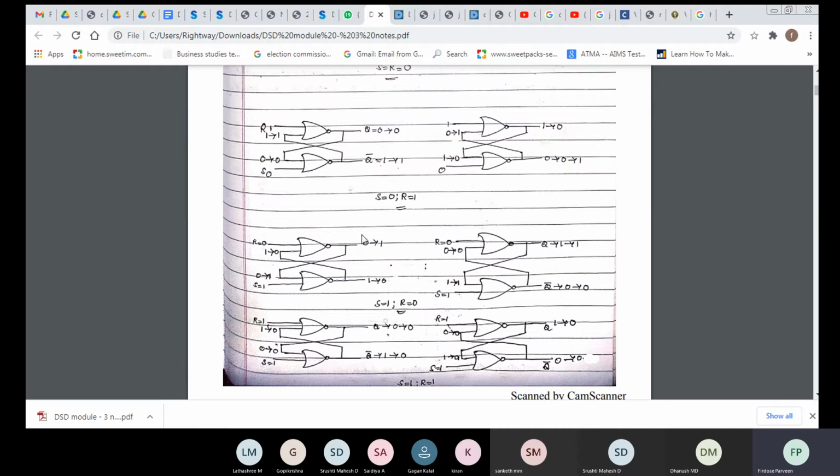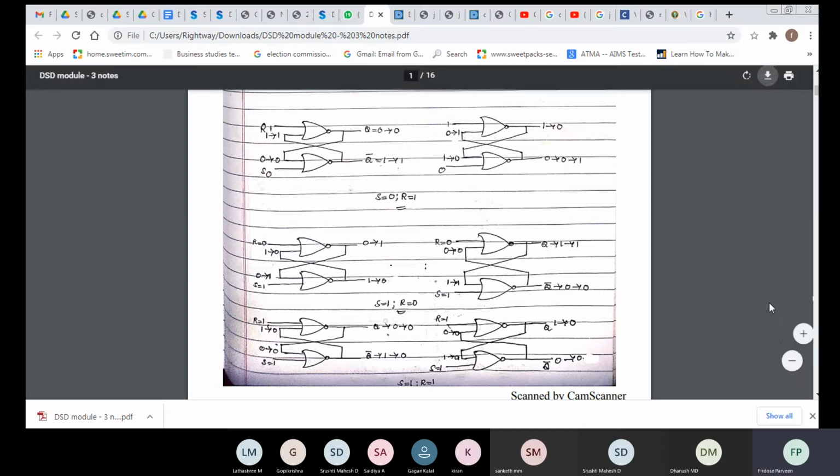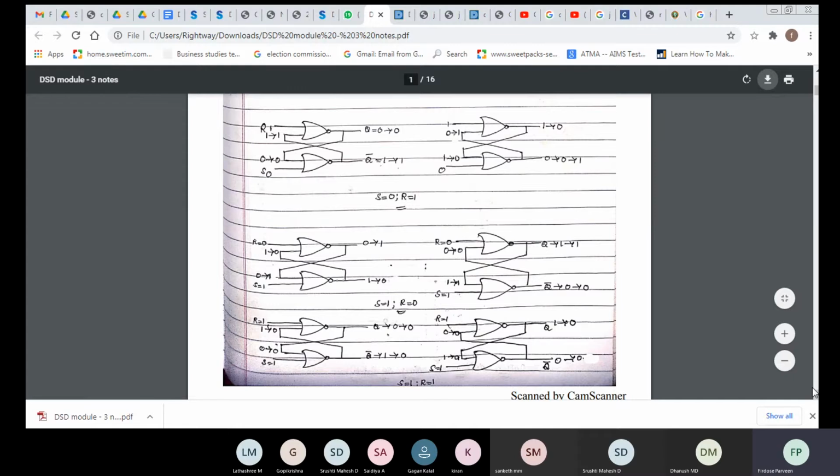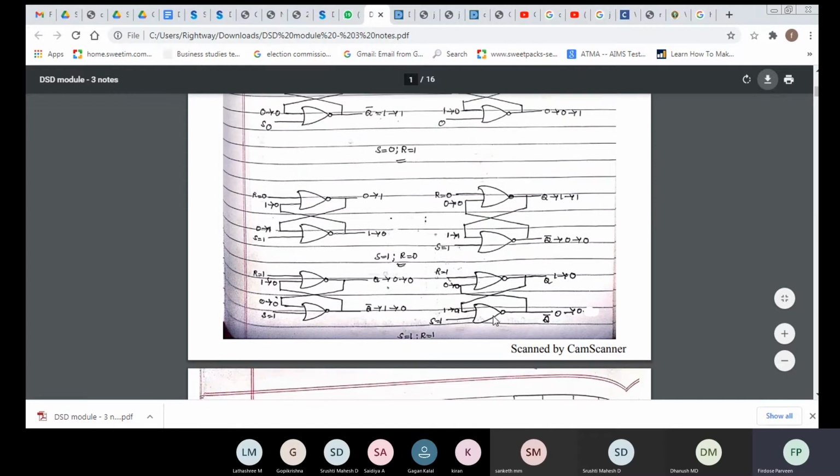If the previous state is 0, it will change back to 1. If the previous state is 1, it remains with 1 only. Understood? So the last combination we will see is S equal to 1 and R equal to 1.